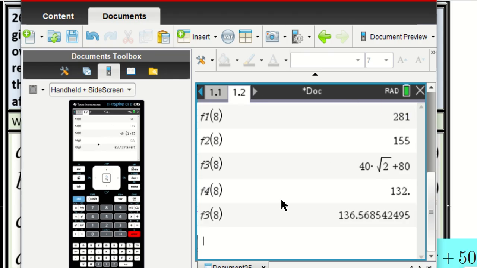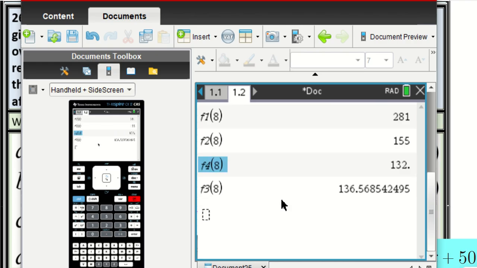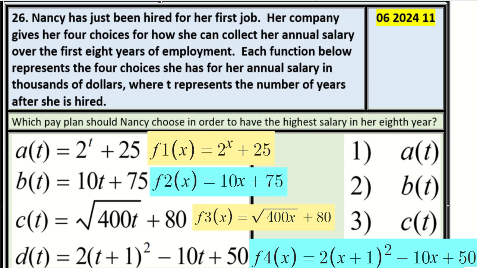And if you notice, with all 4 of these graphs, the largest number by far is F1, because that is an exponential function. And the moral of the story is exponential growth occurs far larger than any type of growth over time. And that's why choice number 1 is the correct answer.